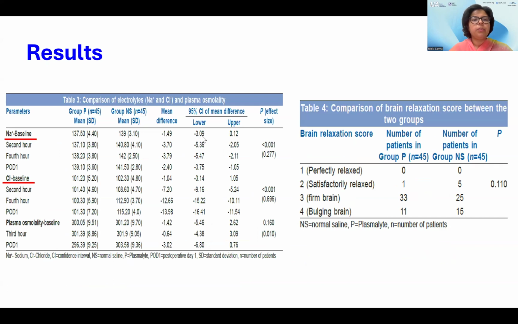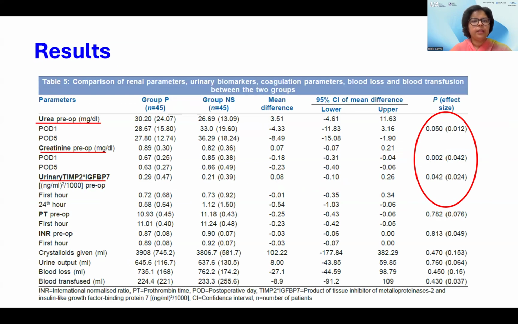Again, on comparison of electrolytes, sodium and chloride, and plasma osmolality, it is found that sodium and chloride were significantly lower in the Plasmalyte group. But the plasma osmolality did not differ significantly between the two groups. The brain relaxation score also did not differ significantly between the two groups.